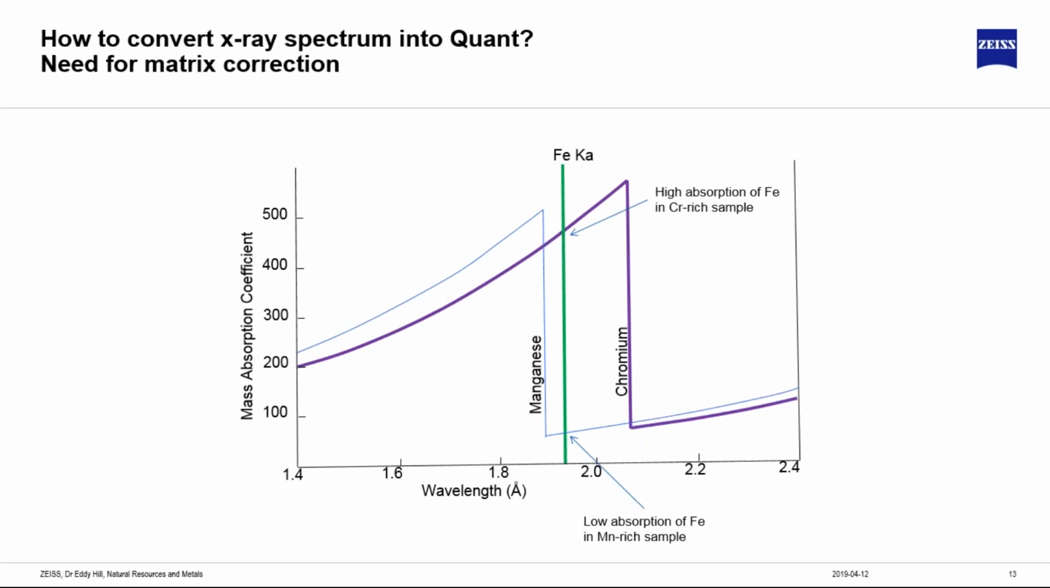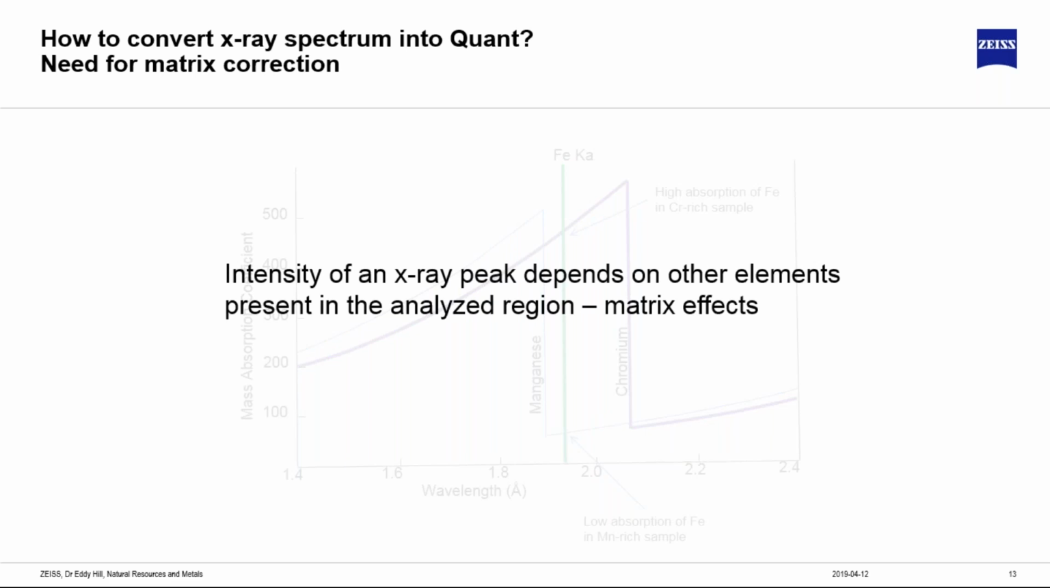So in the example I have here, the iron peak has a high absorption in a chrome-rich phase and low absorption in the presence of manganese. Unless we convolve the spectra to quantify the elemental presence using accepted methods, we can't really determine which of the phases the spectra corresponds to, because the peak height is not indicative in itself of the concentration of that element. So the intensity of an X-ray peak depends on other elements present in the analyzed region, and these we call matrix effects.